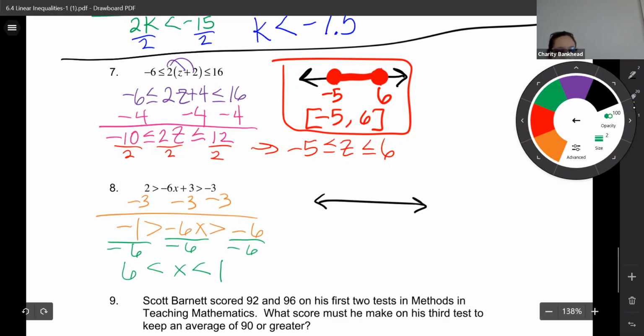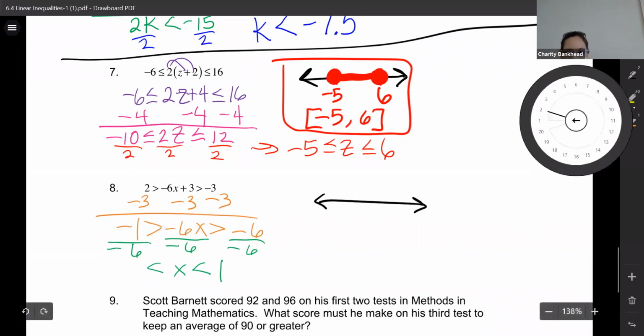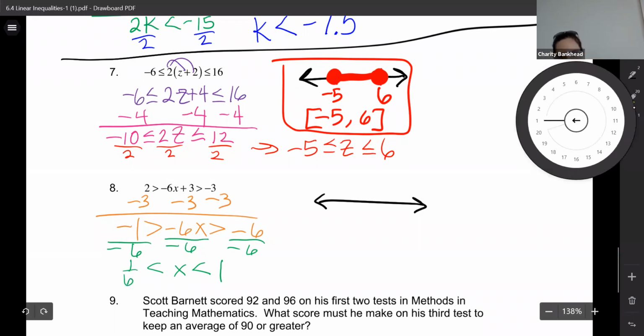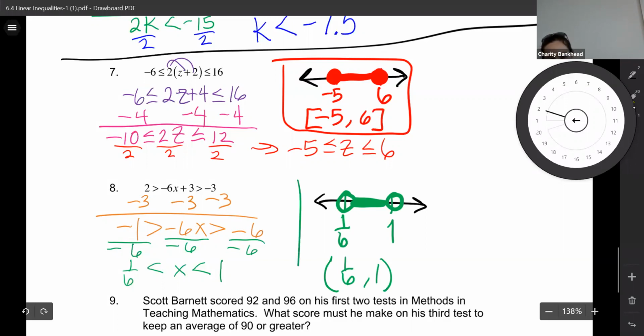So the number line. Oh, okay. I was like, wait, that doesn't make sense. 1/6 would be 1/6, not 6. Yeah, I was like, that doesn't make sense because 6 can't be smaller than 1. So let me fix that. It's 1/6. Okay, there we go. So then here we'll have 1/6, and here we'll have 1. And they're both going to have open circles, and then shade the middle. And then the interval notation would be parentheses 1/6, comma 1 with parentheses.